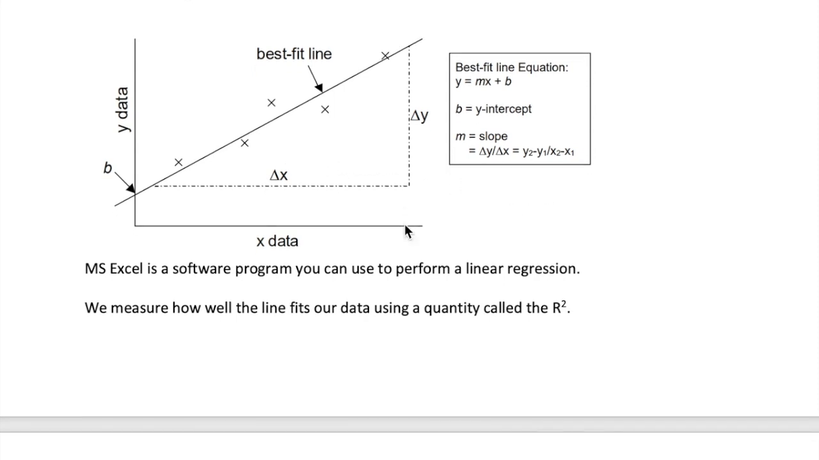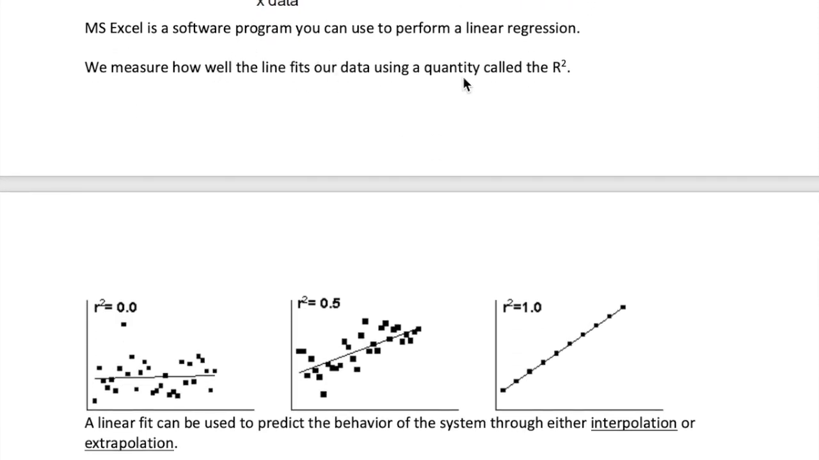To determine how well the line fits our data, we can have Excel calculate a quantity called the r squared. The closer our r squared is to 1, the better the line fits the data. As you can see, an r squared of 0 means that the line doesn't really fit the data.